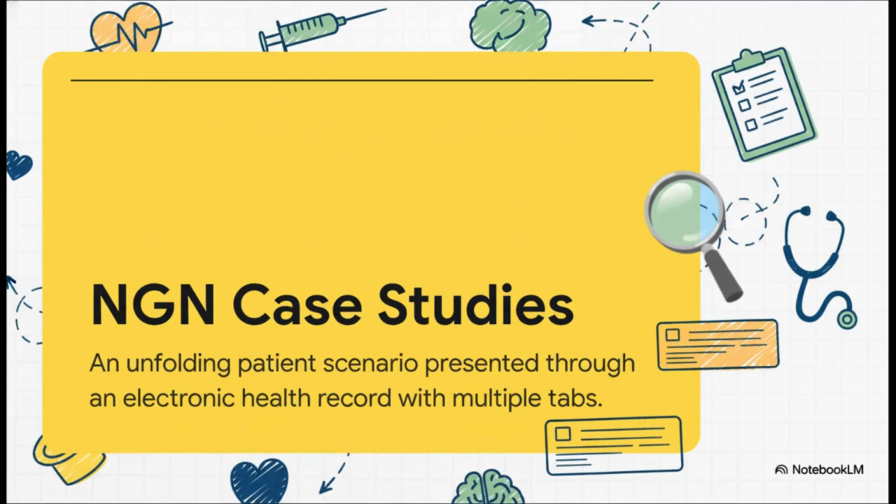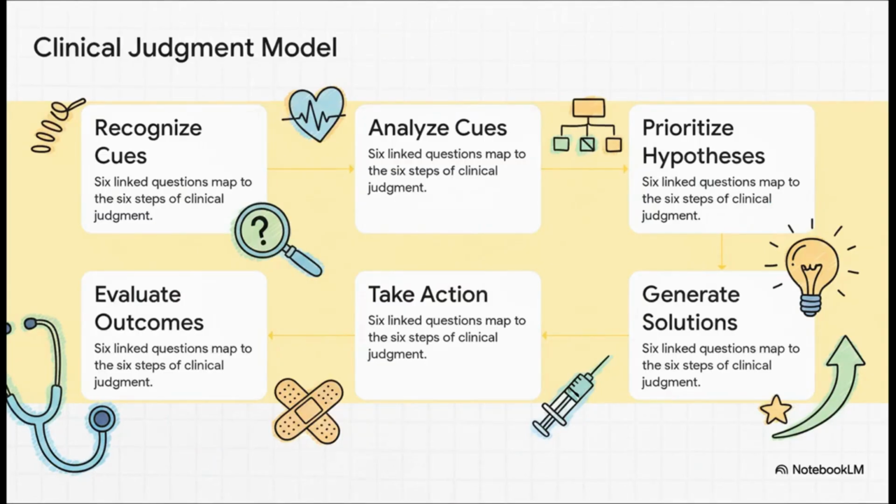It's super interactive. And here's how it's structured. Every single case study has 6 questions, and they're all linked together. Each question is tied directly to one of these 6 steps in the clinical judgment model. It's actually pretty brilliant because it's designed to literally walk you through the way a nurse thinks, from the moment you notice something is off, all the way to checking if what you did actually worked.